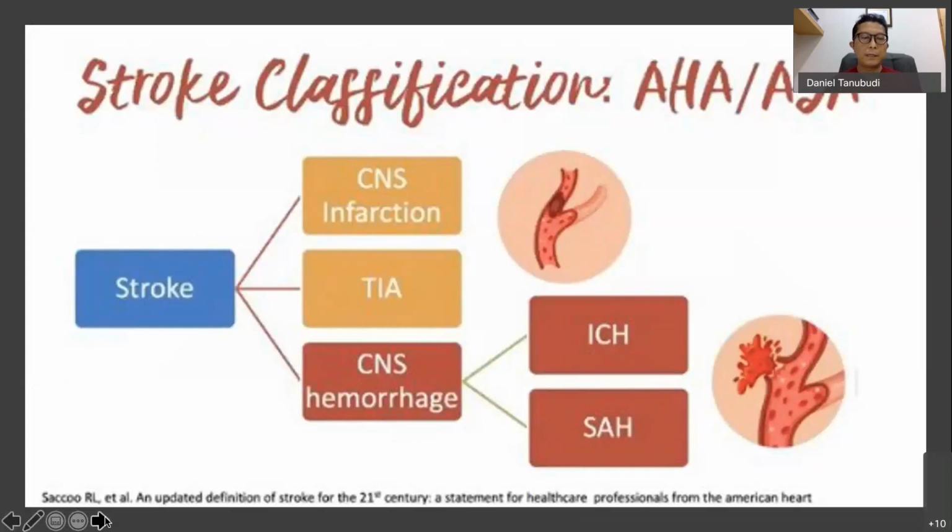Now I just showed you that the stroke is divided into the infarct, TIA, and hemorrhage. The interesting thing in apixaban, and also I think in all NOAC, is that it is non-inferior compared to warfarin in reducing ischemic stroke, but a bit superior in reducing intracranial hemorrhage. This is very interesting because, in some papers, Asian patients are more prone to have intracranial hemorrhage, especially in the elderly or advanced age.